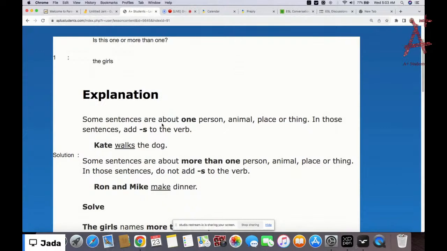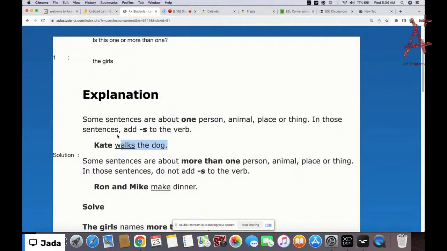Okay, so as long as you have a sentence that is referring to one person, one animal, one place, one thing, you need to add s because that is a singular sentence, and a singular sentence needs a singular verb. So when you want to make the verb singular, you need to add s to the verb. All right, so for example, we have Kate walks the dog.